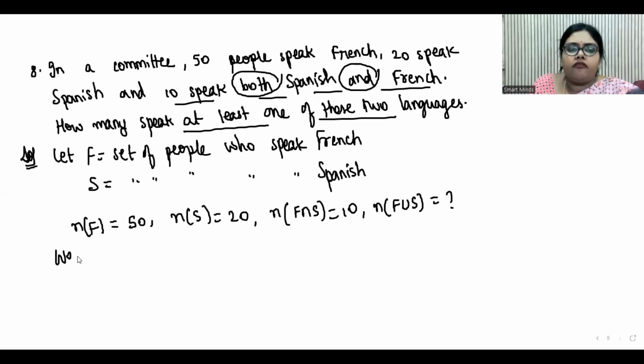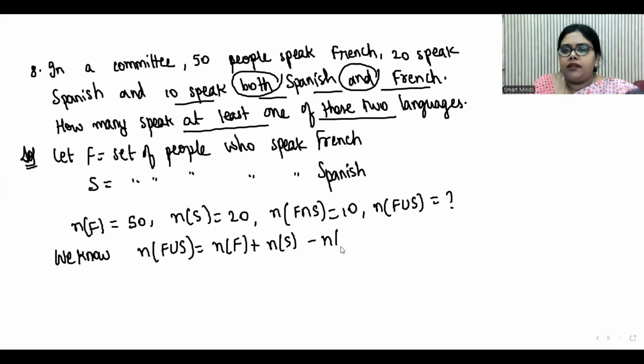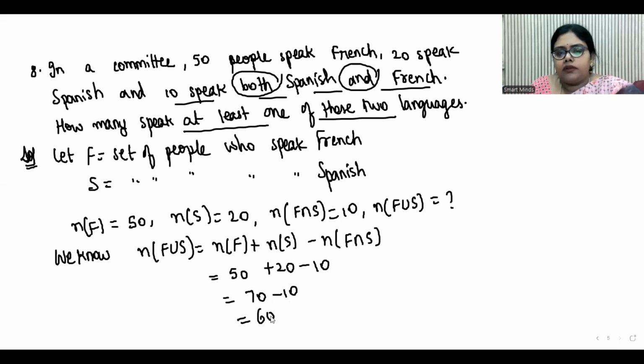Again, we use the same formula. So you have seen in the whole exercise, we are using the same formula. So n(F ∪ S) = n(F) + n(S) − n(F ∩ S). So n(F ∪ S) we have to find out. That is 50 plus 20 minus 10. That is 70 minus 10, which is equal to 60. Okay, this is the final answer.